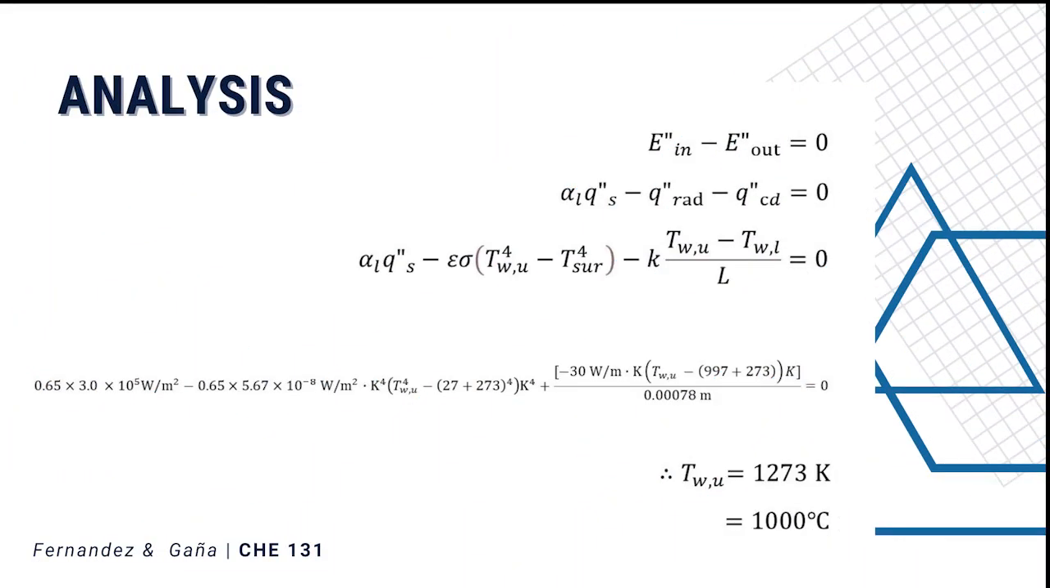Now we'll proceed to our calculations. First, we will have a surface energy balance so we can determine the temperature. The process include the absorbed radiant flux from the lamps, radiation exchange with the chamber walls, and conduction through the wafer. After rearranging and substituting the values from different equations, we get 1000 degrees Celsius.